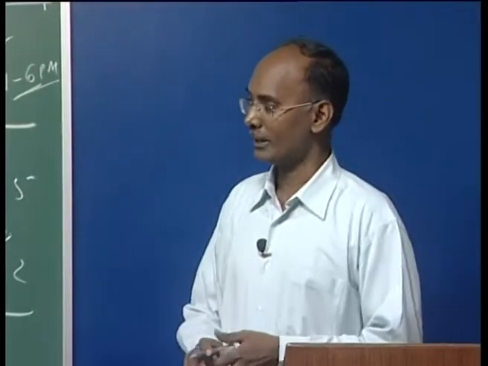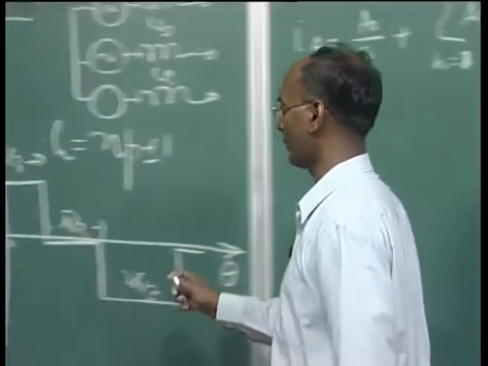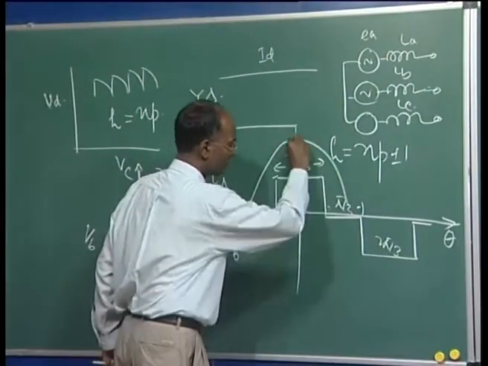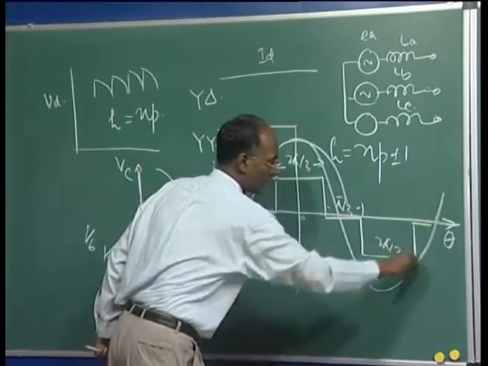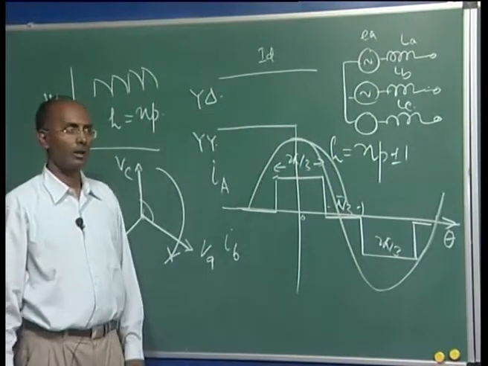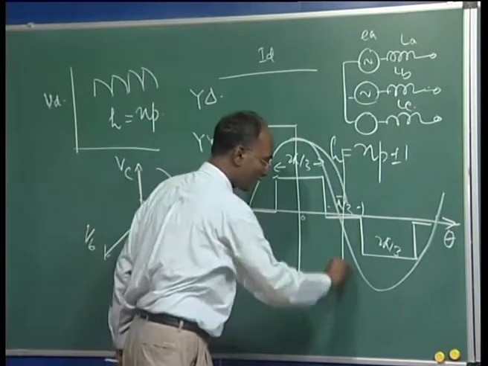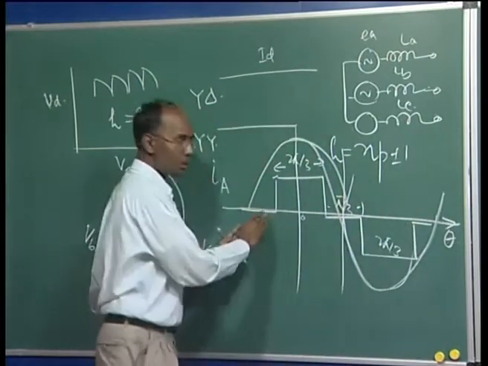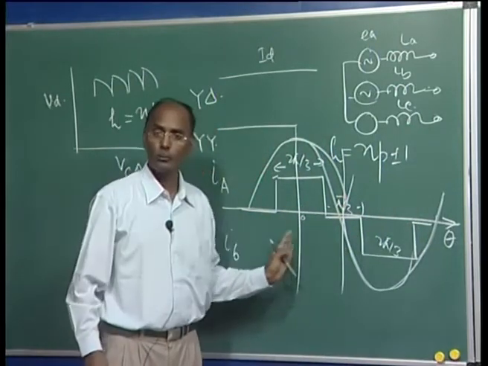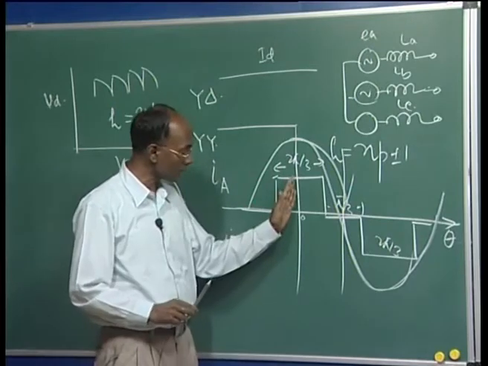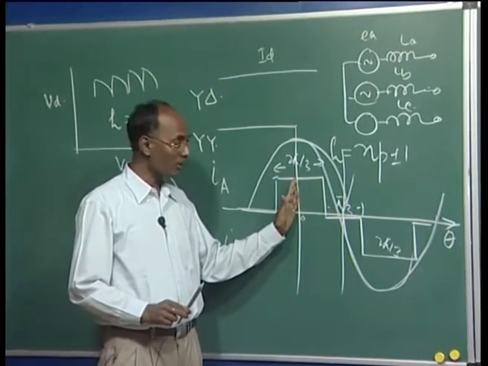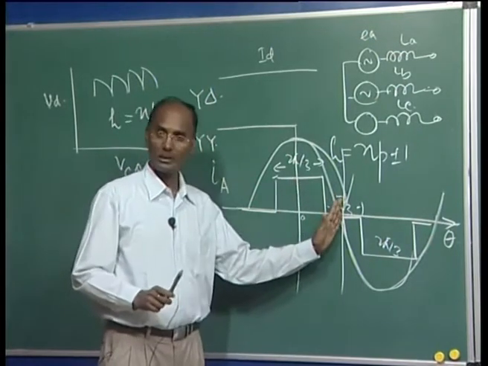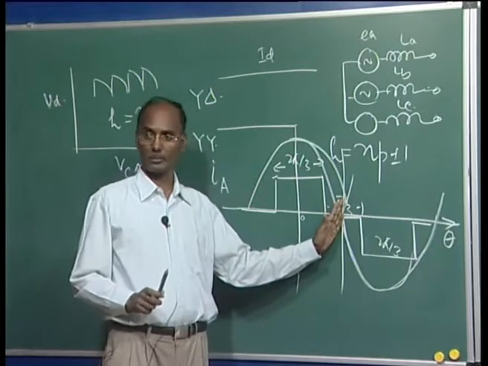If you choose the axis here, for example, your fundamental component will be like this. Or if you choose your axis here, it is just like a sine component. So you can say the cosine and sine components depend upon where you choose your axis. If you choose the axis in the middle of this, there will be no sine components, only the cosine component. If you choose it here, you have the sine component and no cosine component.